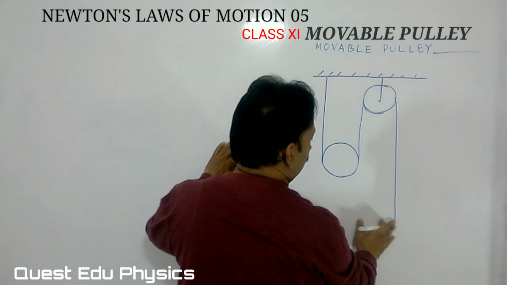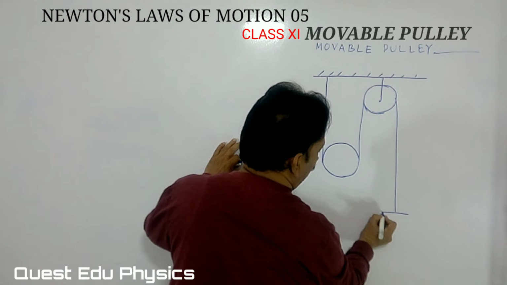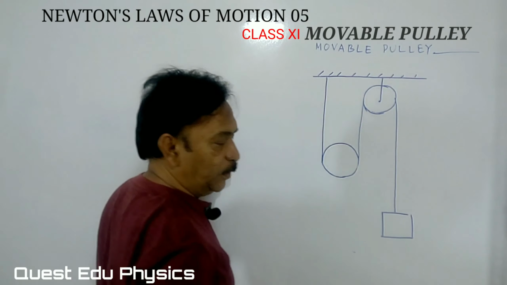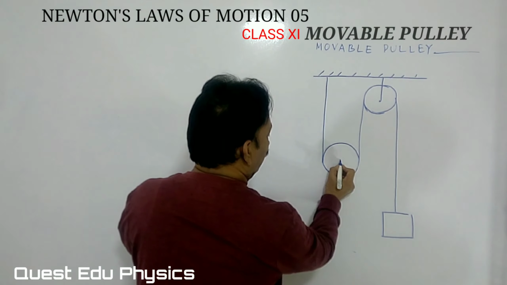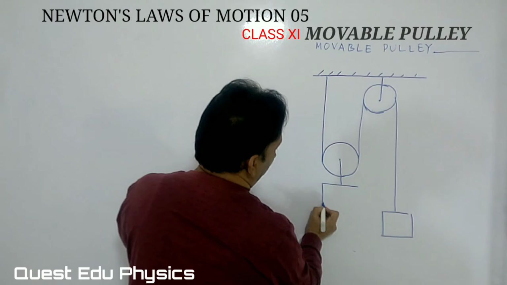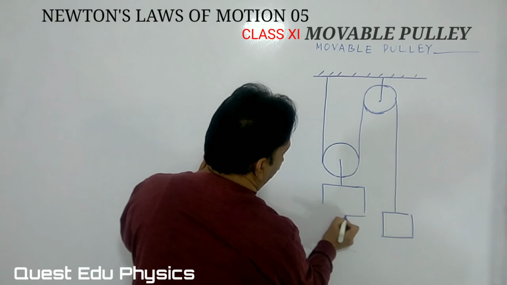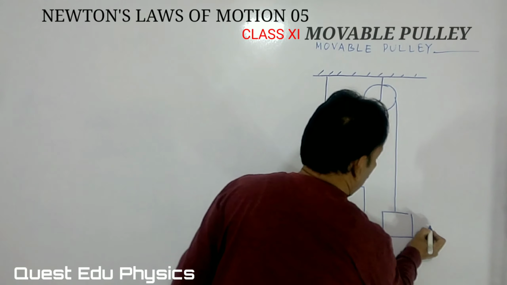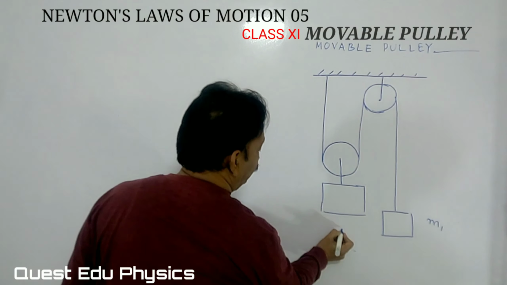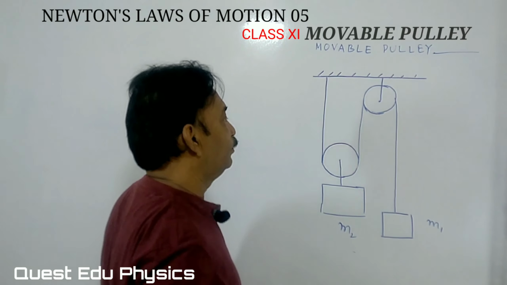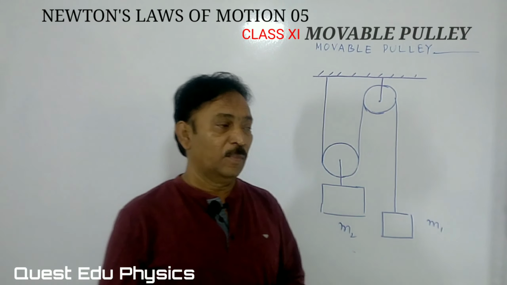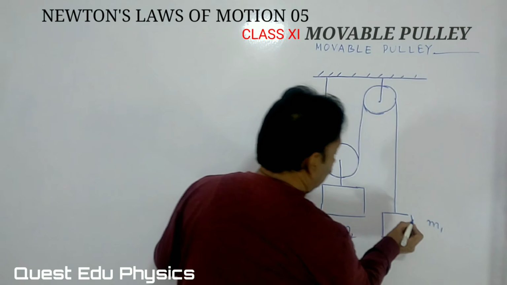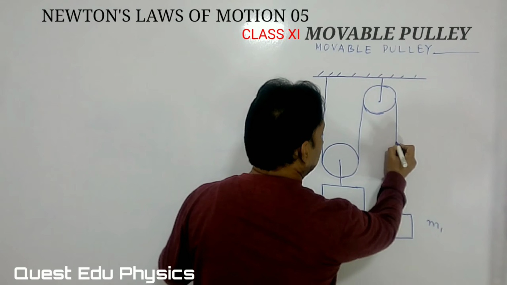And we suspended a mass and attached another mass here. Let's say it is mass m1 and it is mass m2. Students, we have to find out the tension in the string as well as the acceleration.